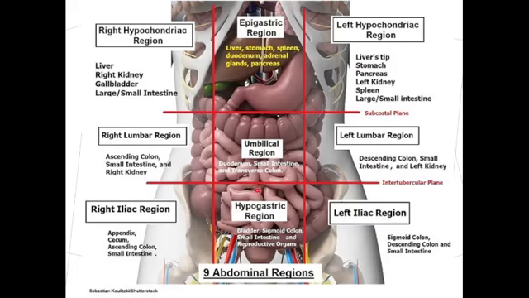In our hypogastric region, we can see our bladder, our sigmoid colon, our small intestine, a large part of it, and our reproductive organs just right here. Left iliac region, we can see our sigmoid colon, descending colon, a small part of our small intestine. So that's it.